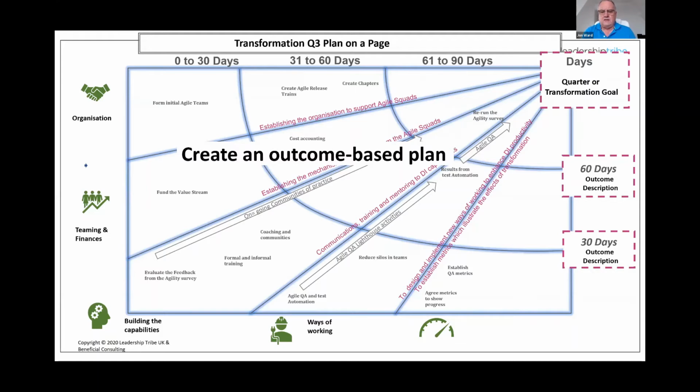And that outcome-based plan, I use a 30, 60, 90-day plan with horizons. You can see 30, 60, 90 days with an outcome described. You can see in there we've got some themes. We've got an organization theme, a teaming and finance team, a building the capabilities theme, a ways of working team. And basically what we need to do is to work out what work needs to be done in order to get us to the outcome.